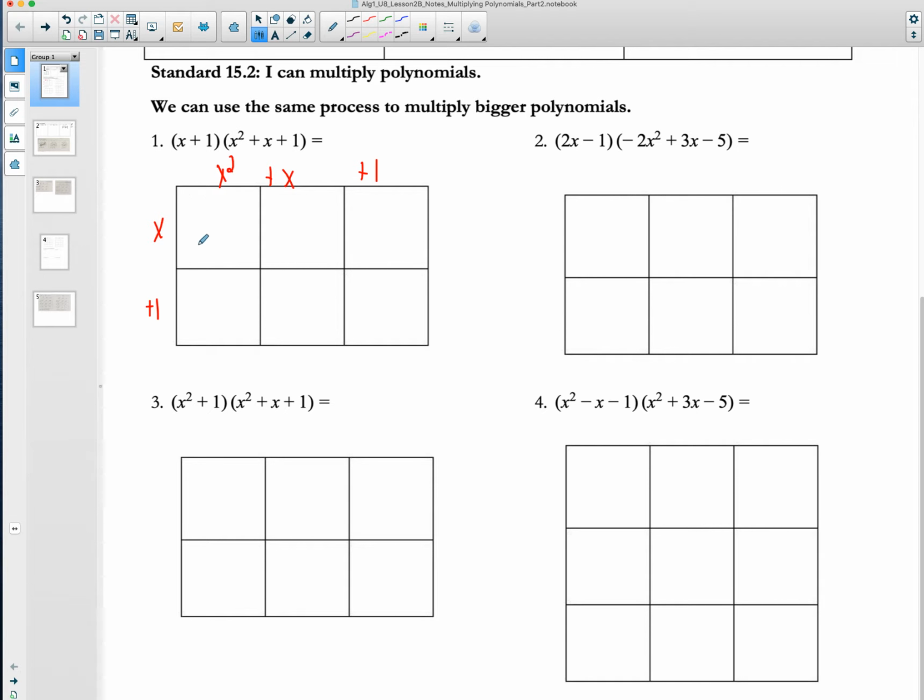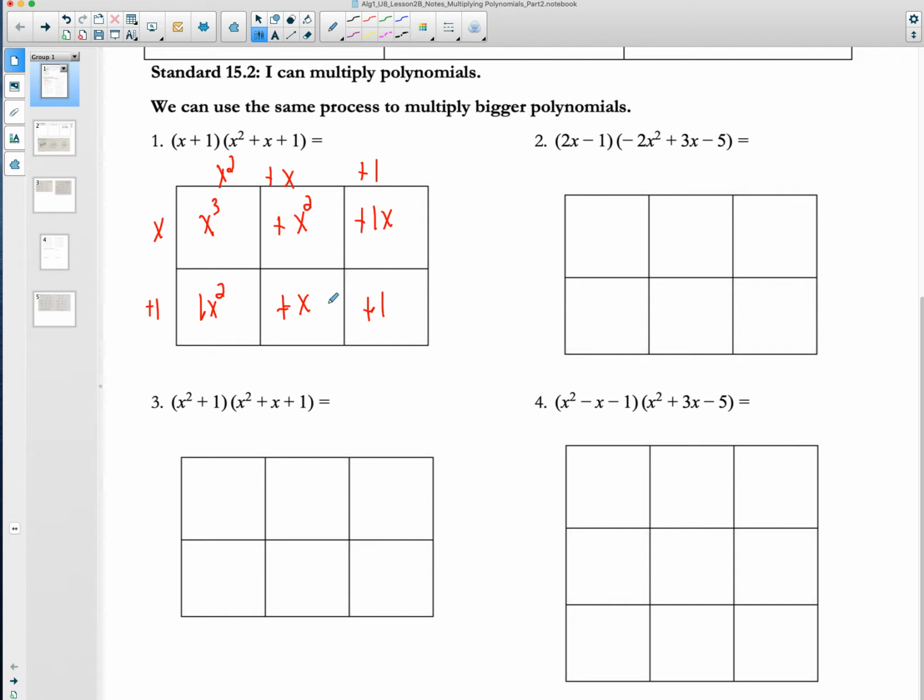I'm just going to go through and find the area of each box. So x times x squared is x cubed. X times x is a positive x squared. And then x times 1 is a positive 1x. 1 times x squared is 1x squared. 1 times x is a positive x. And then 1 times 1 is positive 1.